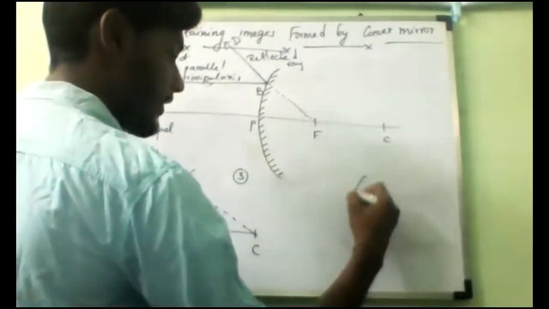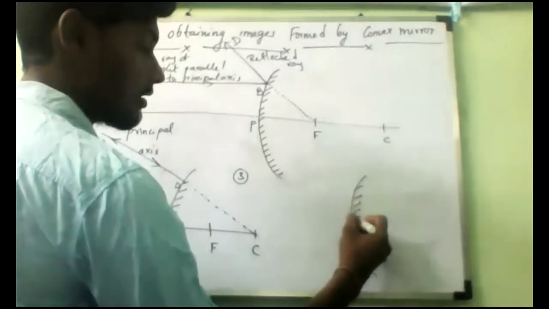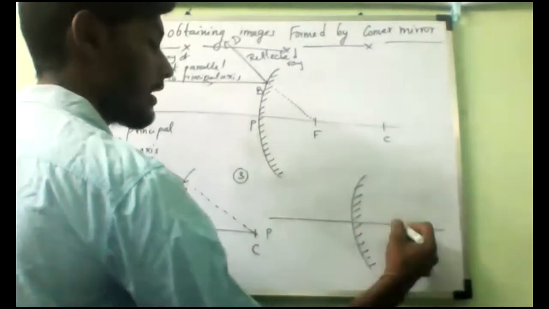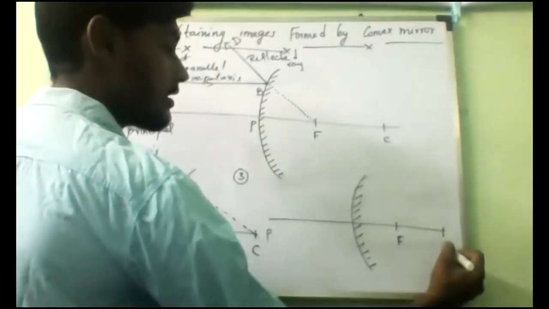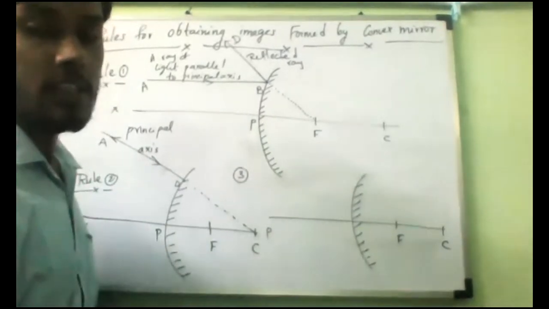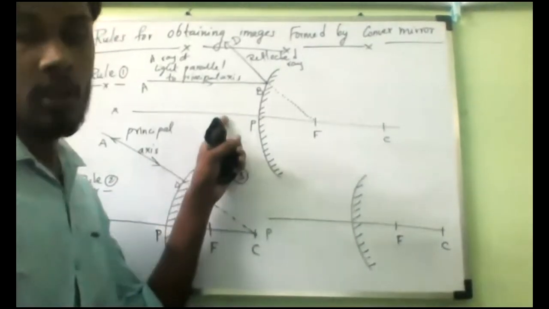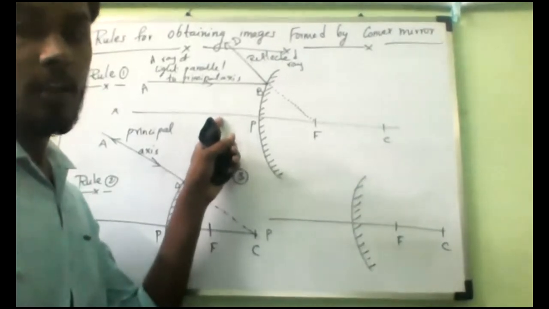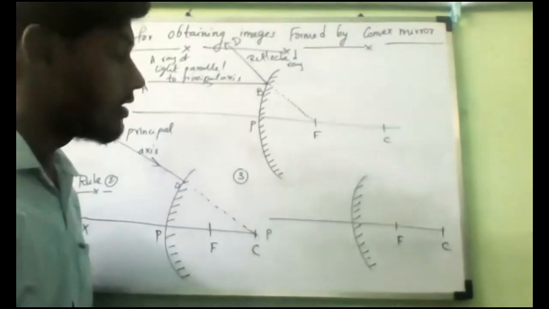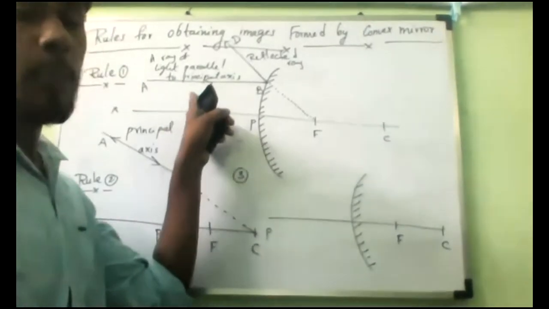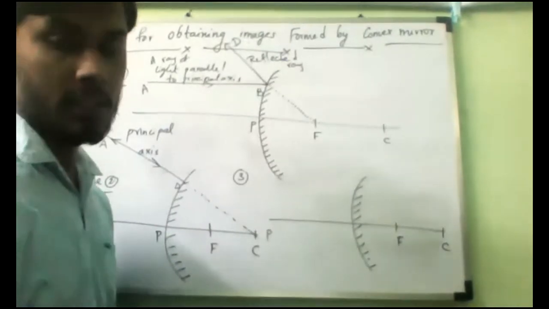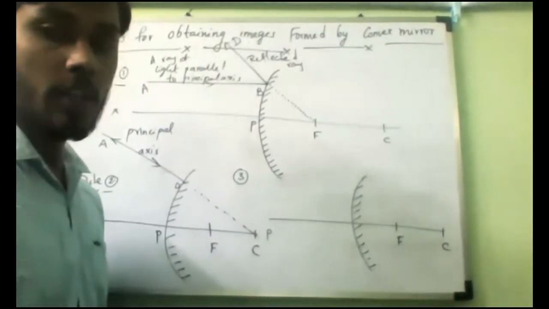Now, again, if you take a convex mirror, you should remember the principal axis, focus, and center of curvature. Do you understand? Now, it is just opposite to rule number 1. So what is rule number 1? Can anybody say? Rule number 1: light parallel to the principal axis appears to be reflected through the focus. Is it yes or no? Yes, it appears to be through the focus.